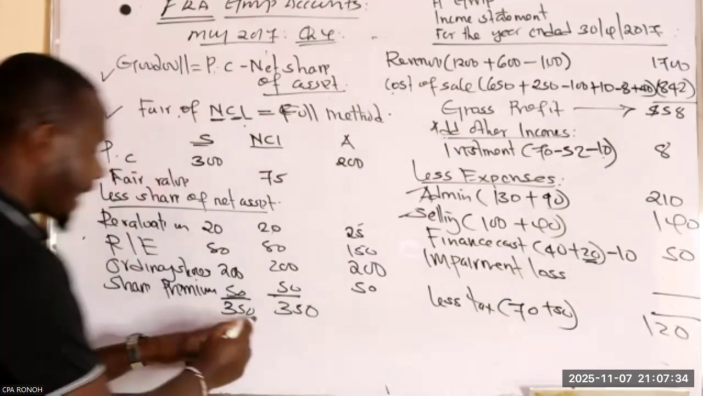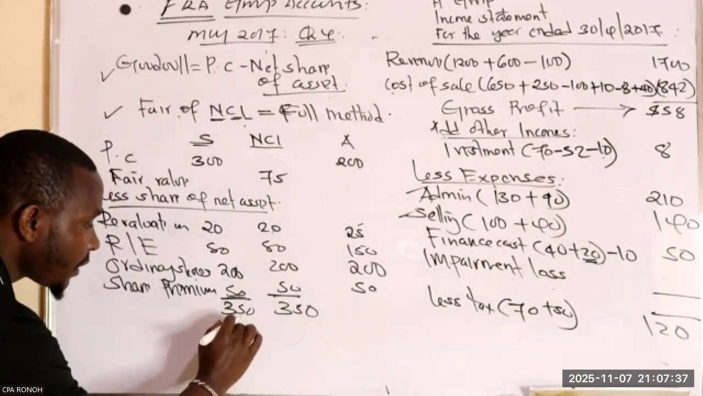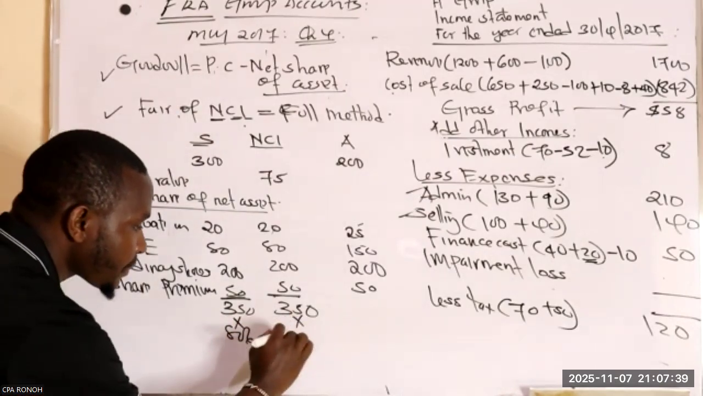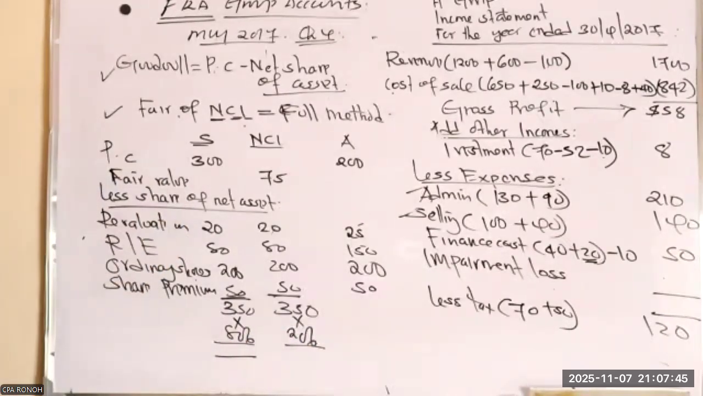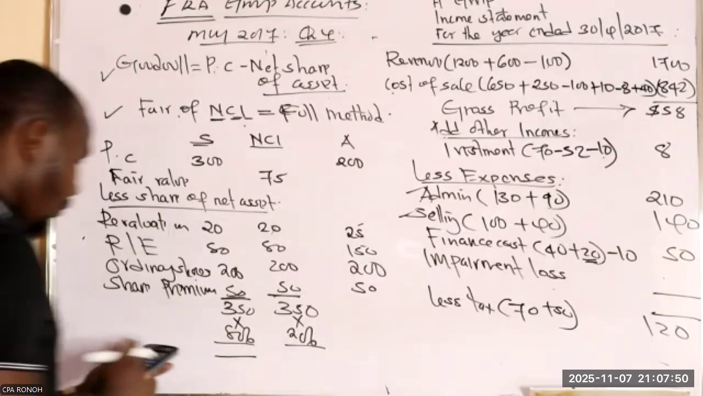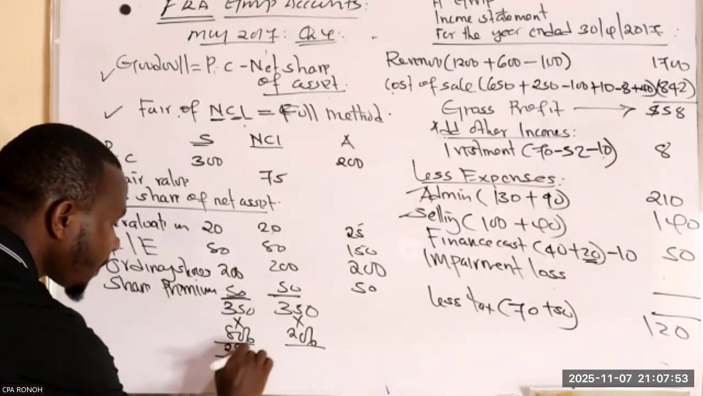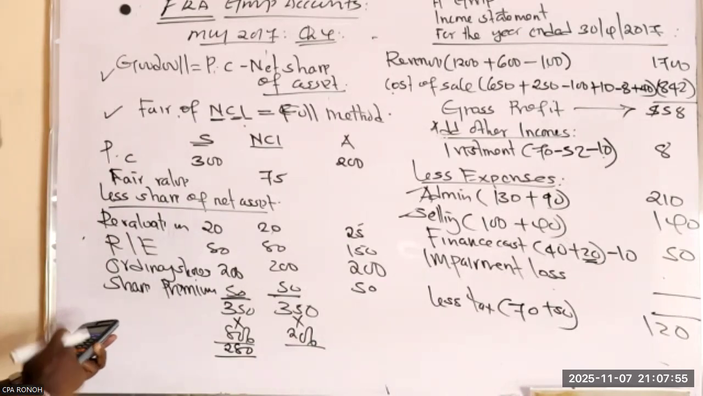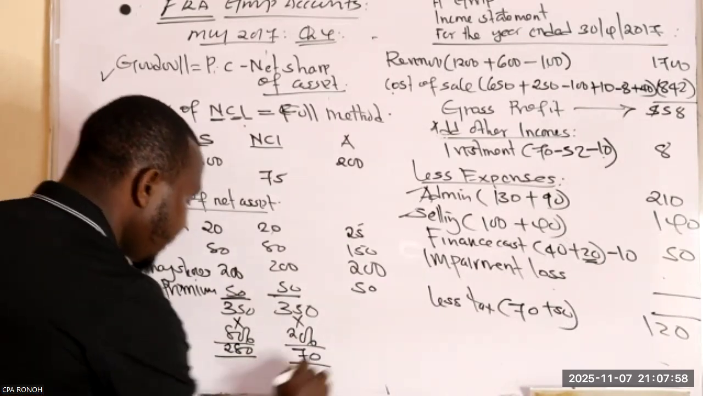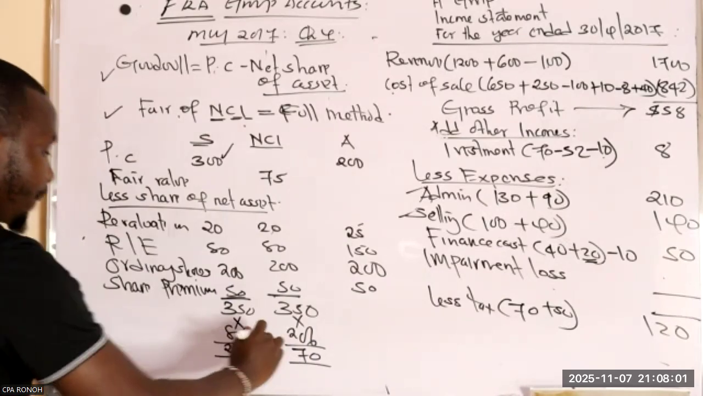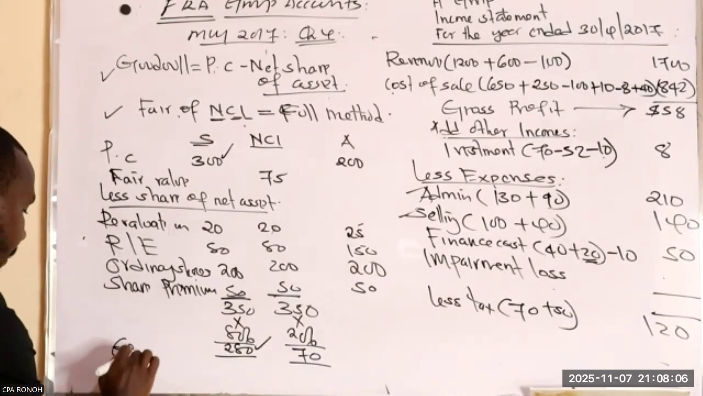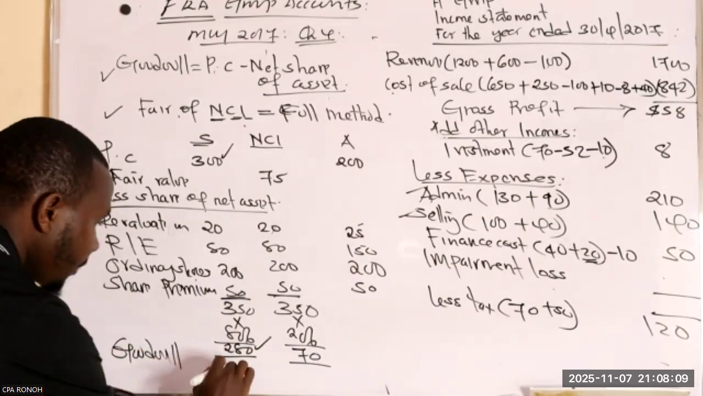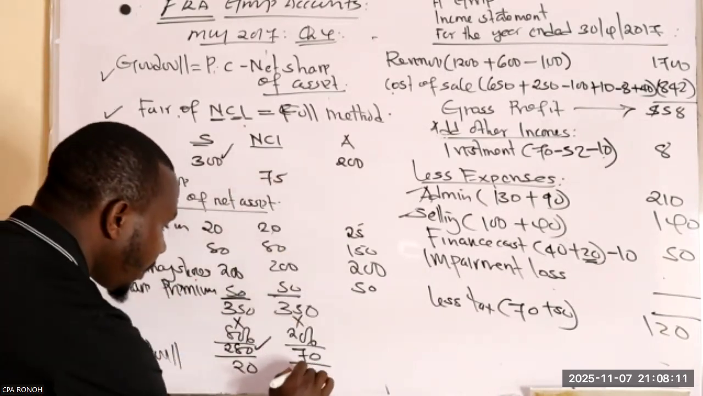So we are not taking the entire this one, but we are taking 80%. So multiply by 80%, this one multiply by 20%. So I will take 80% of 350 to give me 280. What about this? 350 multiplied by 20% to give me 70. Take this minus this. 300 minus 280 to give me a goodwill of 20 and goodwill of 5.